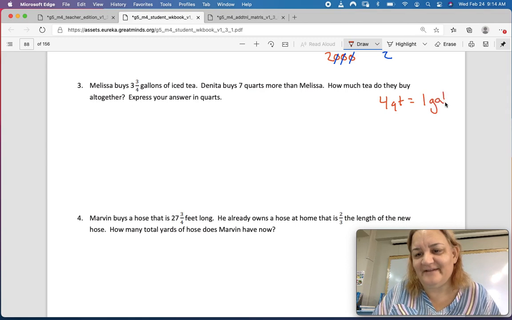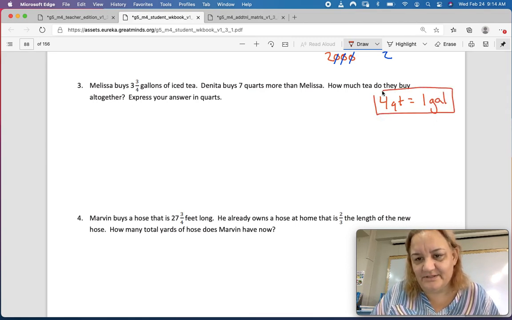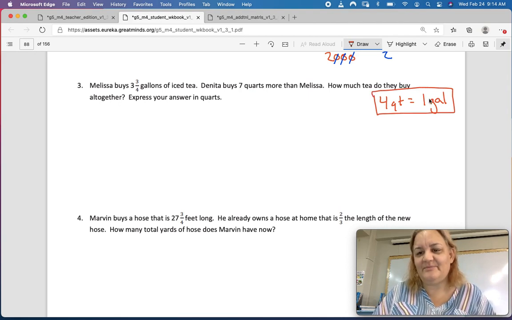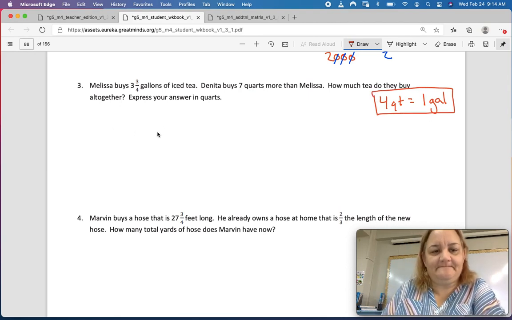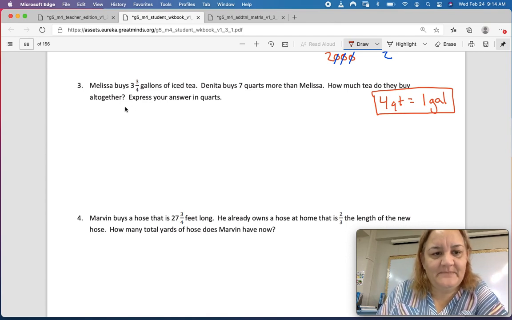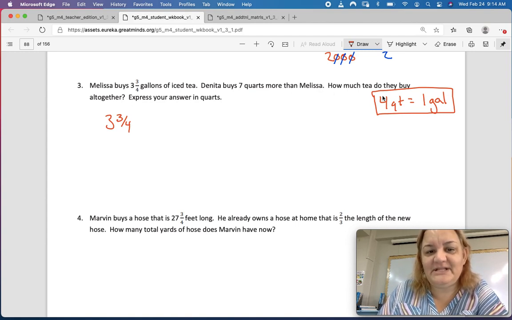And if you don't have Siri right next to you to ask those questions, you should have your conversion chart. Okay? I don't ask you to memorize those things. Those are things you can look up. Okay. Melissa buys 3 3/4 gallons of iced tea. Danita buys 7 quarts more than Melissa. How much did they buy altogether? Express your answer in quarts.